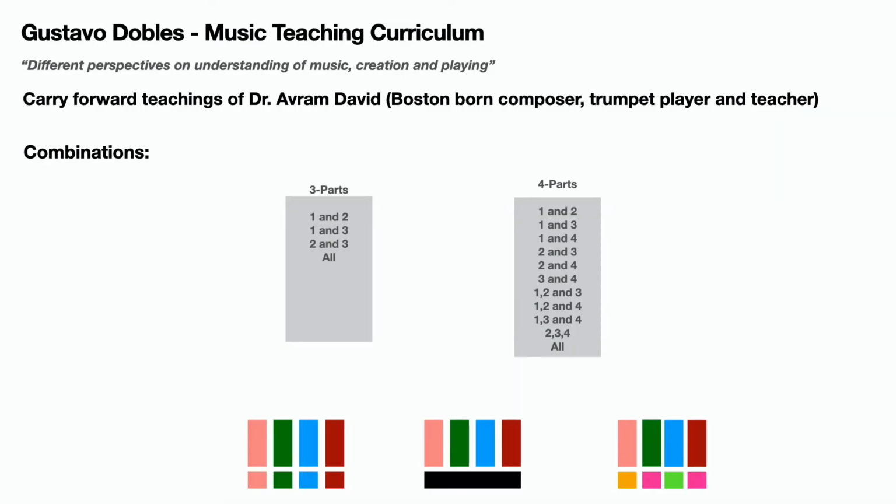In this diagram, you can see the combinations, right? If you're going to be studying the note-to-note relationship of all the inner parts and you have a three-part piece, you would be studying voices 1 and 2, 1 and 3, 2 and 3, and all. If you go to a four-part piece, obviously it gets much more complicated in terms of relationships and also more time-consuming, but equally rewarding in developing the ability to listen to all these inner relationships and resolutions.